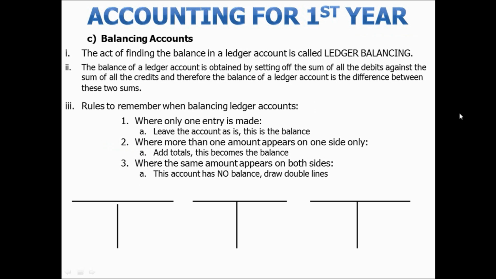This is the balance. For example, let's say the only entry affecting our bank account during the month was an expense for 300 Rand. This would then be the total, and we would close off the account at 300 Rand. Secondly, where more than one amount appears on one side only, add the totals. This then becomes the balance.